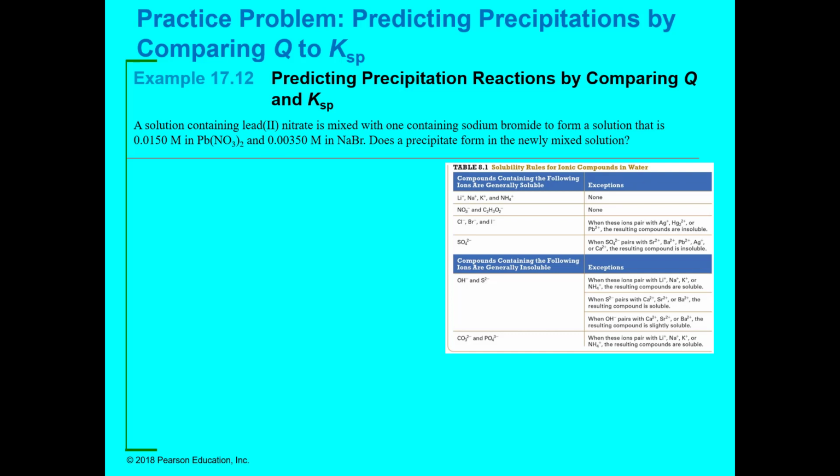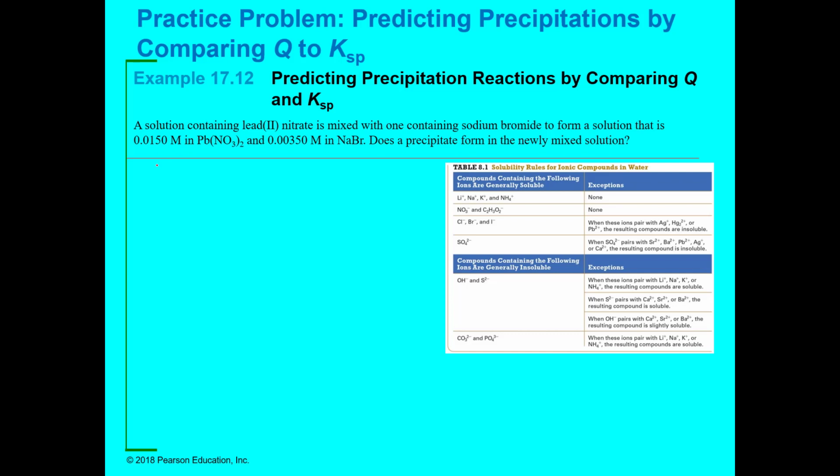So we have a solution of lead 2 nitrate, and it's mixed with a solution containing sodium bromide, and we form a solution that is 0.0150 molar lead nitrate and 0.00350 sodium bromide. And they want to know, does a precipitate form in the newly mixed solution? And so all you're going to do is run the KSP calculation, but we're running it at Q because we don't know if it is actually at the molar solubility or not.